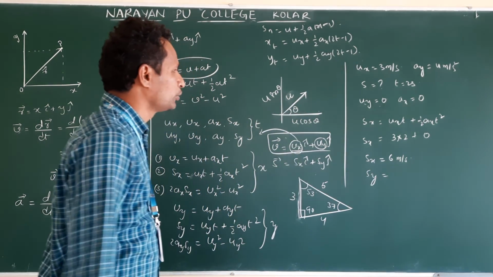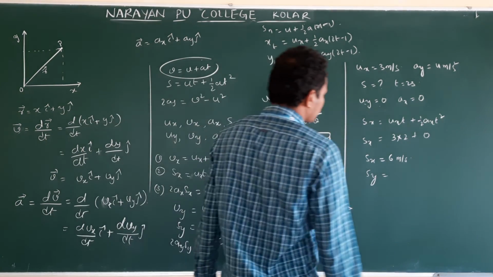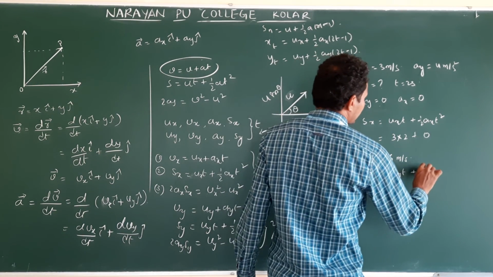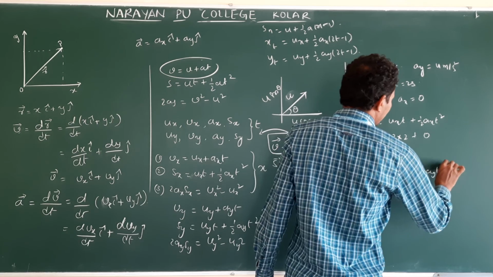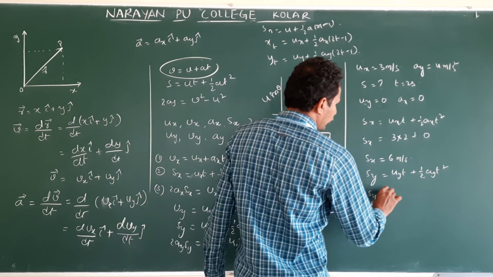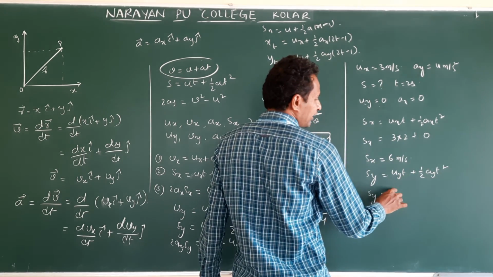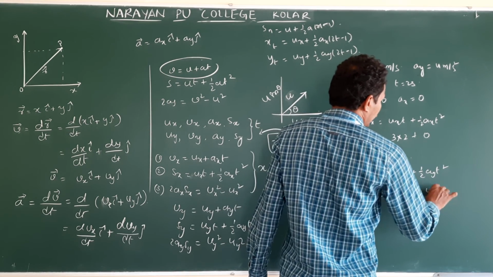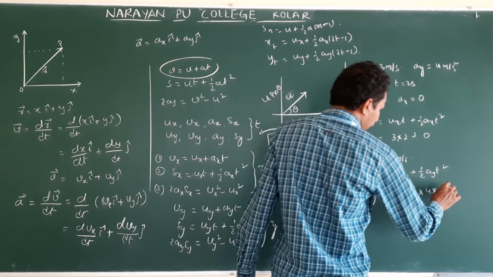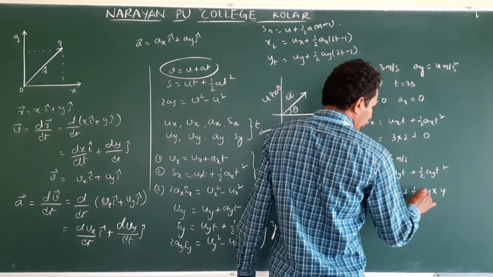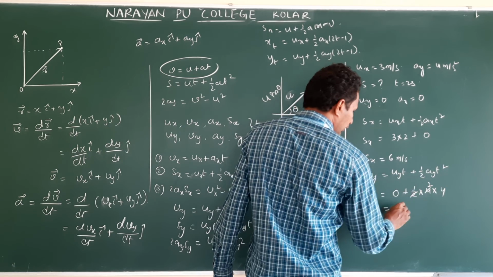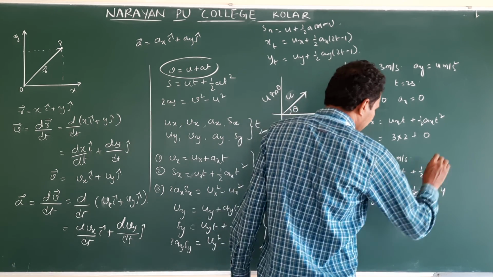Sy is equal to, what is the equation? Sy = uy t + (1/2) ay t square. Then Sy is equal to uy, the initial velocity along y direction, 0, plus of, what is ay? 4. How many seconds given? 2 seconds. 2 square is 4. Am I correct? 2 cancel. 2 into 8, 2 into 4, 8 meter per second.